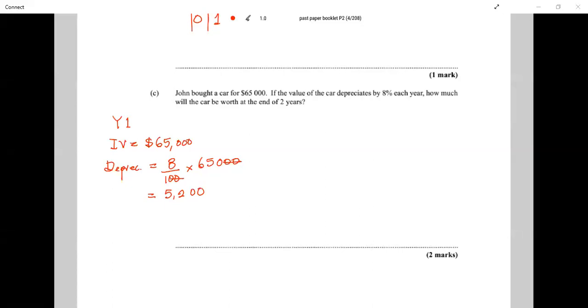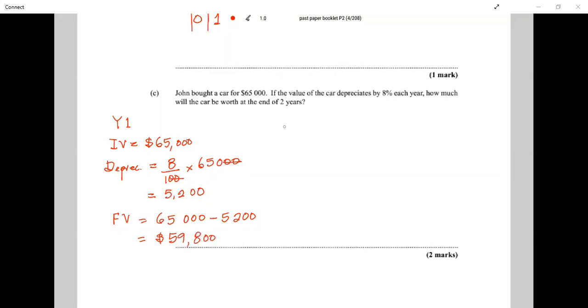So the value at the end of the year, so the final value would be equal to 65,000, and obviously there are other ways you could do that, minus 5,200. But this is the absolute simplest way. So 65,000 minus 5,200. The value at the end of year 1 is $59,800.